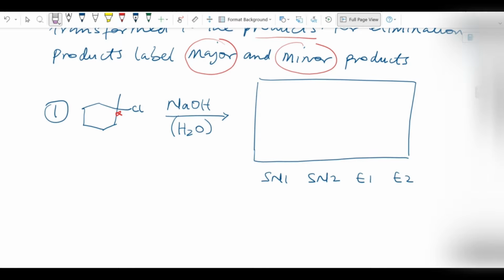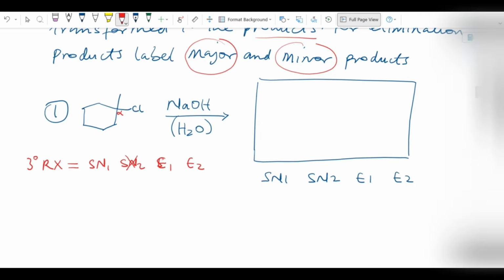So what kind of alkyl halide do we have? First, we need to look at the alpha carbon, which is the carbon that the leaving group is attached to. Then, how many carbons are attached to that particular alpha carbon? In this case, we have 3. Therefore, this alkyl halide is a tertiary alkyl halide. And tertiary alkyl halides can do SN1 mechanism. They don't do SN2. They can do E1, and they can also do E2 mechanisms.